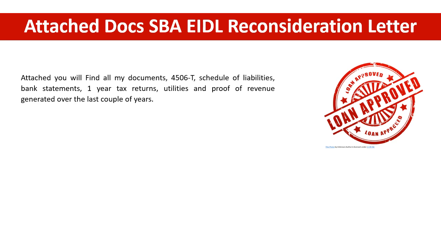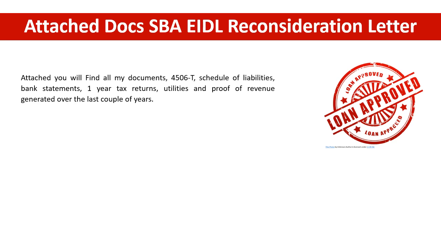So if you don't have the 4506 right now, don't worry about it. You can send them a copy of one of your previous years' tax returns. I would say 2019, if you've been in business for a while, any tax returns that will show that you were an active business, even if you were a sole proprietor. Okay, utilities for your facility if you have one, and proof of income or revenue generated is very important.